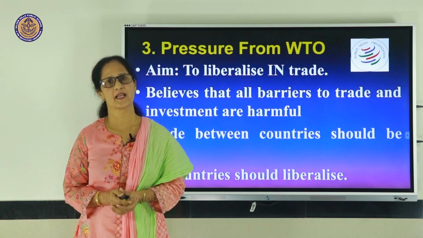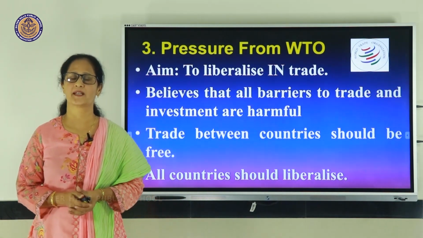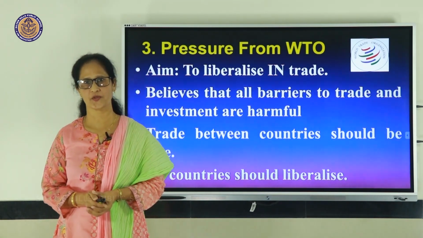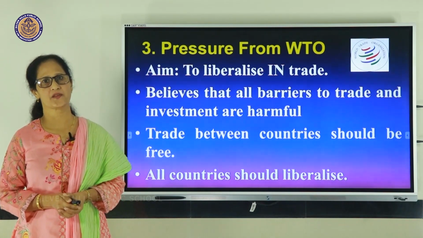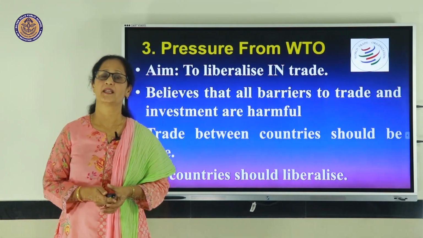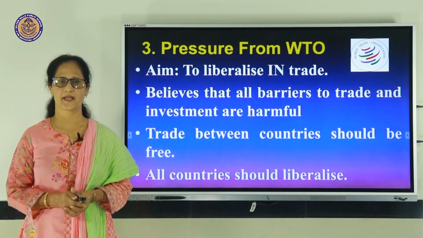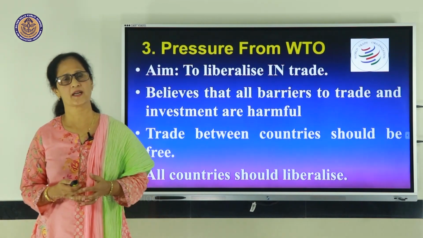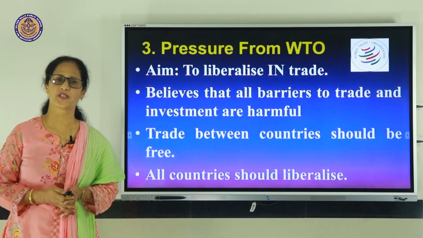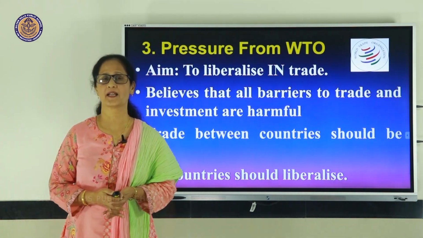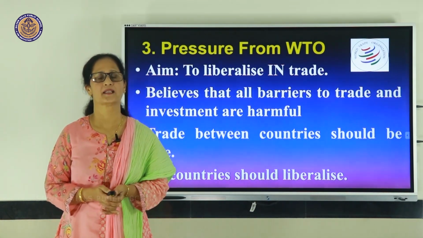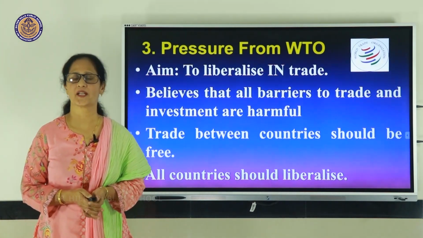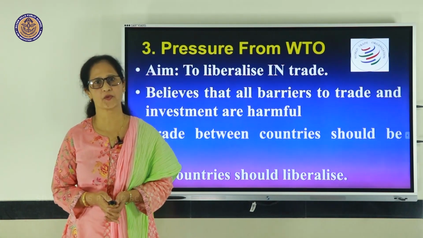The third factor that has enabled globalization is pressure from international organizations like the World Trade Organization. World Trade Organization or WTO is an organization set up at the initiative of developed countries like the US. The aim of WTO is to liberalize international trade. They believe that any kind of barriers to trade and investment are harmful, and trade between countries should be liberalized. WTO also establishes rules and regulations regarding international trade and ensures that these regulations are followed by all its member countries. And therefore, when India decided to liberalize in the year 1991, it was fully supported by the WTO.